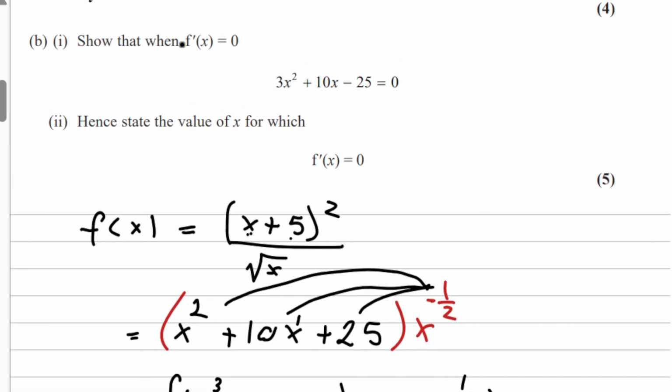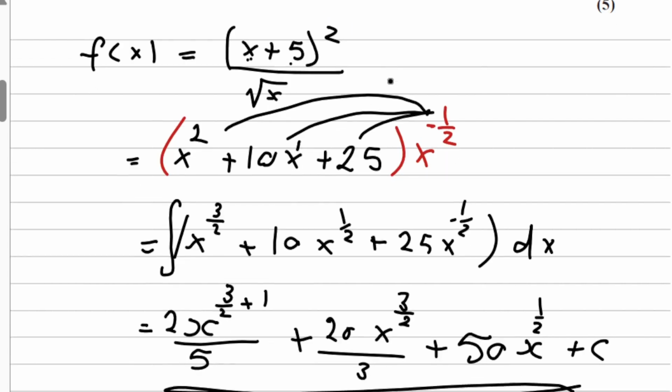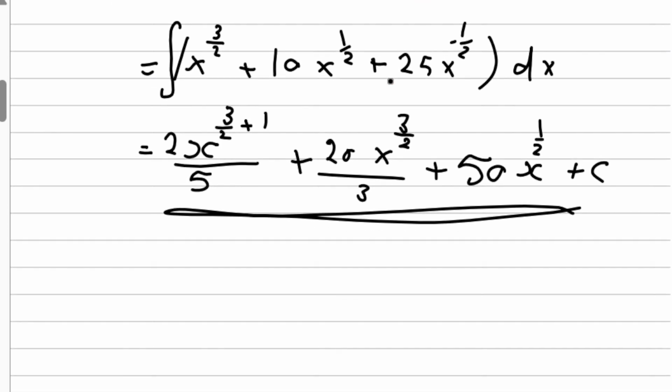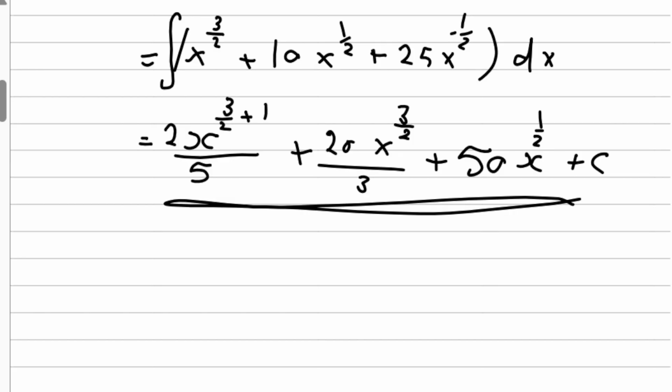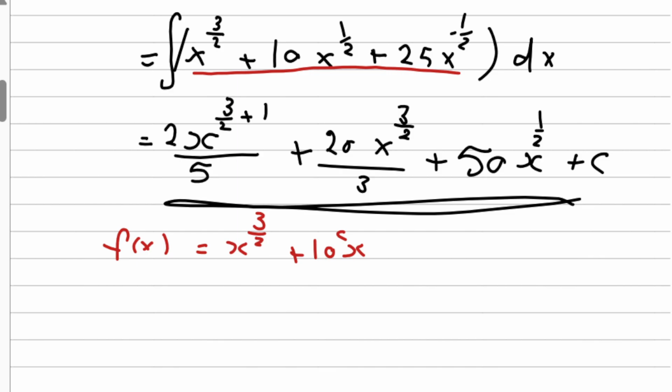Show that when the first derivative equals 0, you get this. Okay. So do you remember when we made it easier, it got to be this. When we combined and multiplied and all, we got this. So we got f of x equals x to the power of 3 over 2 plus 10x to the power of a half plus 25x to the power of negative a half, right?